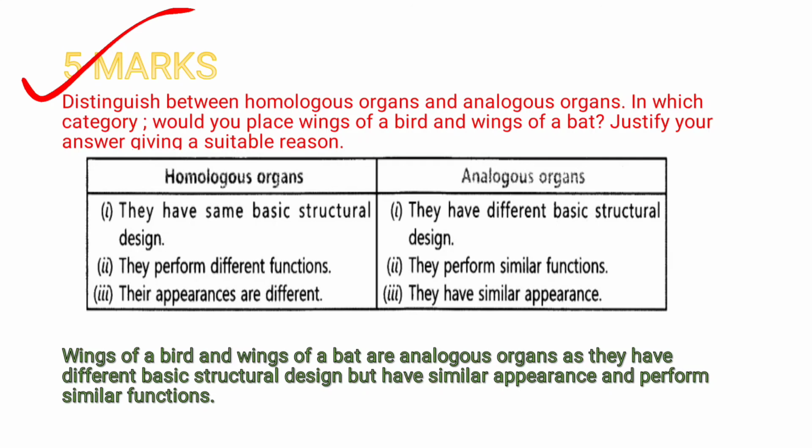For 3 marks also it can come, for 2 marks also it can come, or in the form of a 1 mark definition it can also come, but it will definitely come in the exam because it is one of the very important questions. Then the second part of the question says: in which category would you place the wings of bat and the wings of bird? The wings of birds and wings of bats are analogous organs as they have different basic structural designs but similar functions, similar appearance and similar functions. So this is a very, very important question.